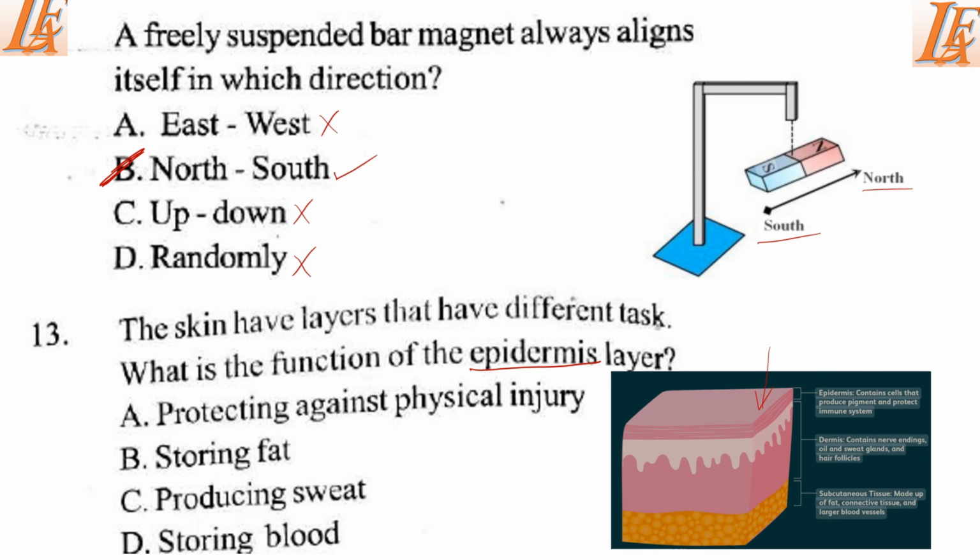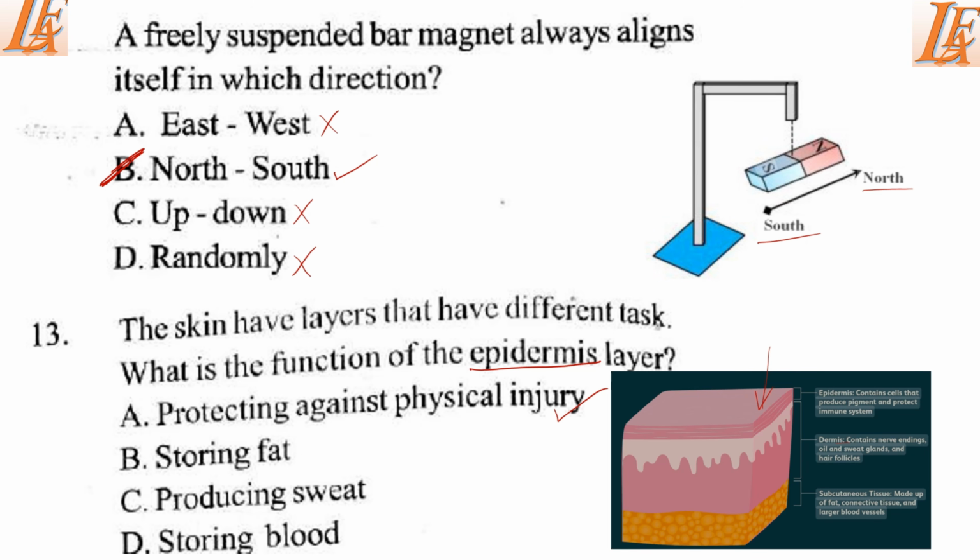The layer that follows is called the dermis. A dermis contains nerve endings, oil and sweat glands, and also hair follicles. And then on the lower part, we have another layer, which we call subcutaneous tissue, and this one is made up of fats and connective tissues and large blood vessels. So in this case, we are asked which one of these is a function of an epidermis. A, protects the skin against physical injuries. This is correct. That is exactly what we have seen. On the upper part of the skin, it protects the other part of the skin from physical injuries.